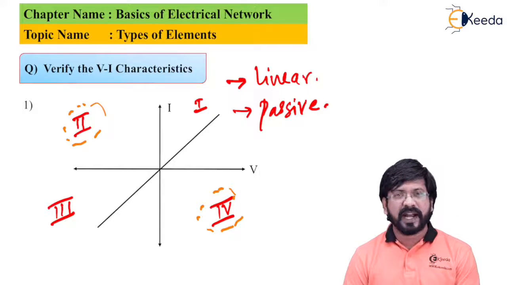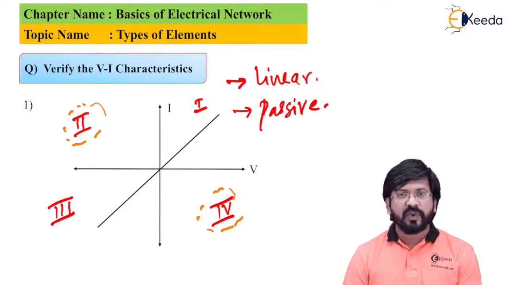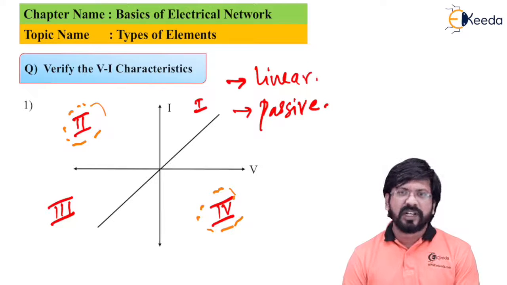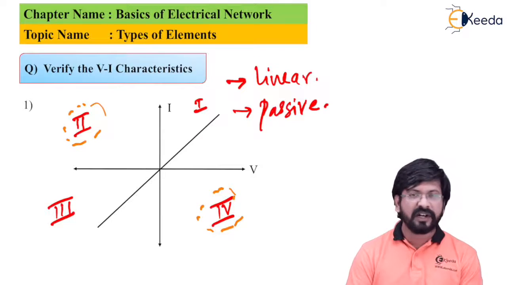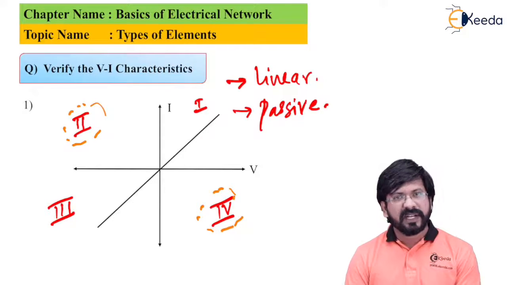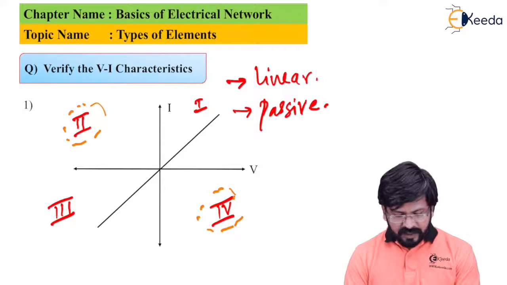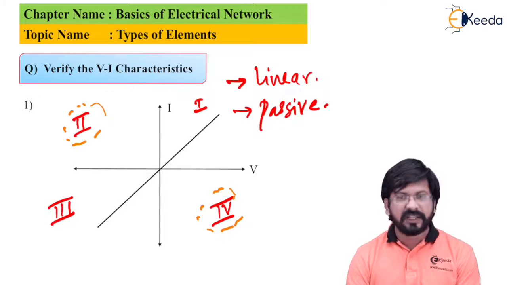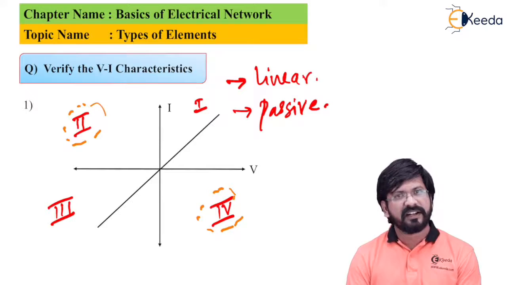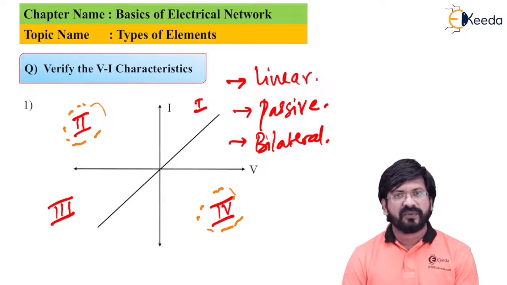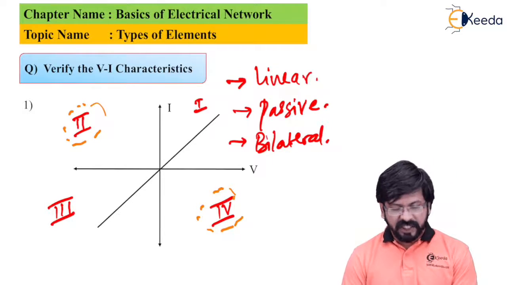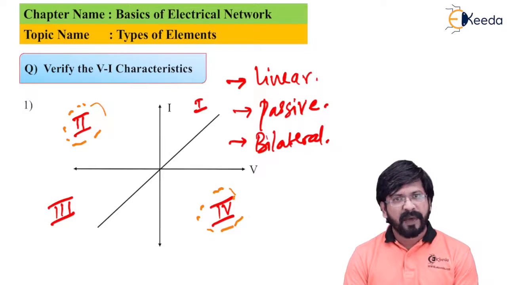Let us understand whether it is bilateral or unilateral. Now, you have to always observe the diagonally opposite quadrants. In this case, the diagonally opposite quadrants are the first quadrant and third quadrant. So whatever characteristic behavior that you see in the first quadrant, in a similar way it is acting in the third quadrant. So I can say that it is a bilateral device. So from problem 1, we can conclude that the given characteristic belongs to the linear, passive, and bilateral category.